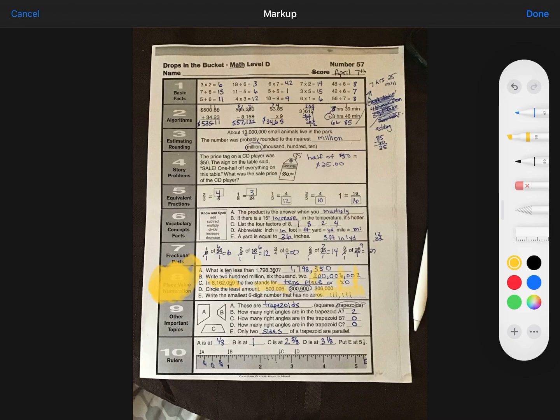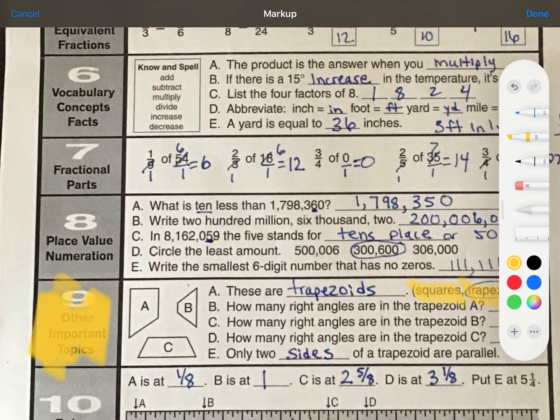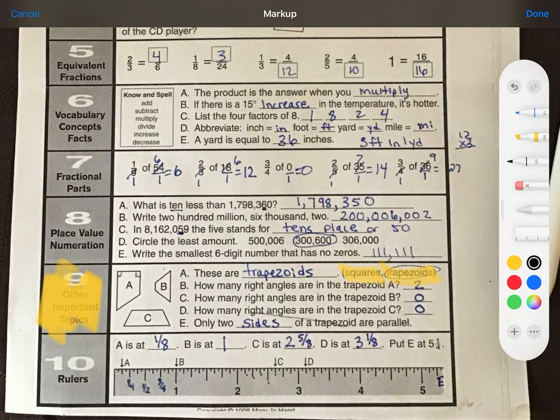Okay, now we are on 9. These are all, well, they're definitely not squares, so they've got to be trapezoids. Okay, B. How many right angles are there in trapezoid A? I can make this larger. That's cool. I'm going to have to start doing that more often. Okay, so there's a 90-degree angle, there's a 90-degree angle. Trapezoid A has 2 right angles.